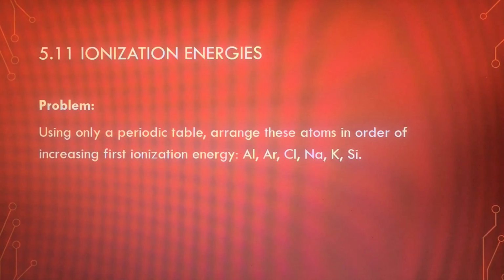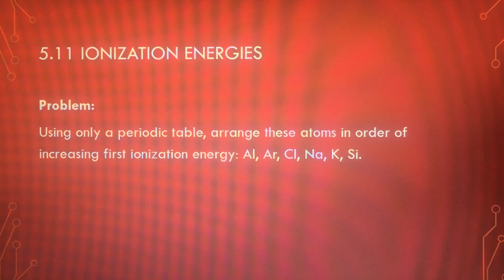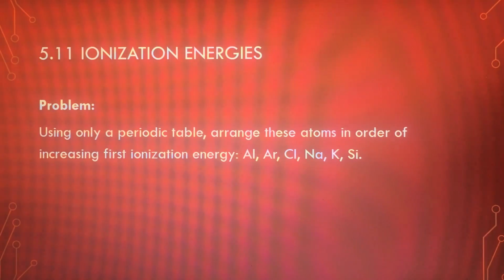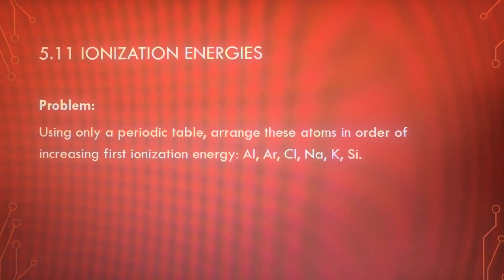Okay, let's have a problem. Using only a periodic table, arrange these atoms in order of increasing first ionization energy, or the energy required to remove the first electron: aluminum, argon, chlorine, sodium, potassium, and silicon. Pause this video and try to solve this using a periodic table.